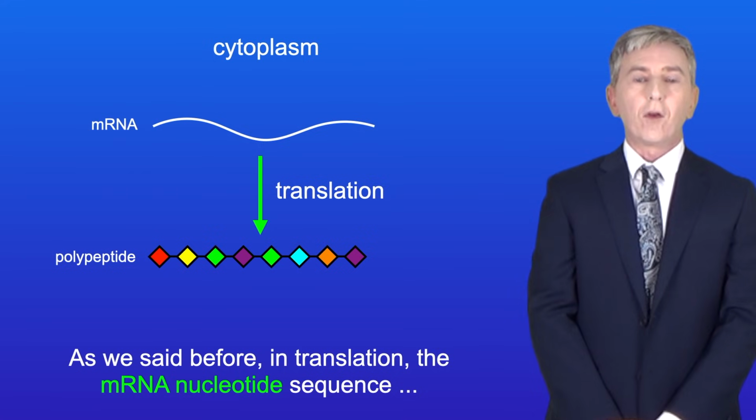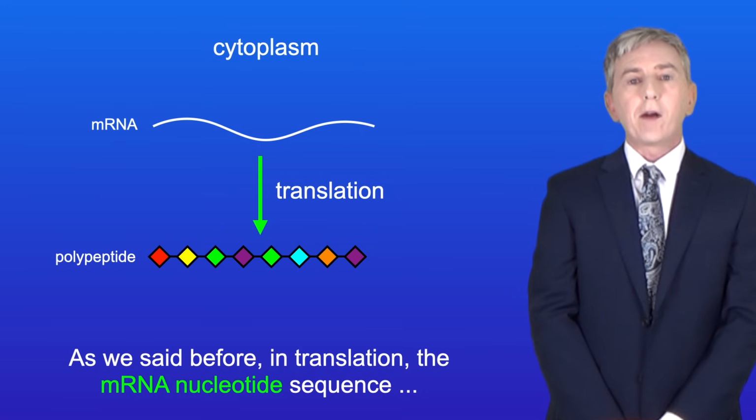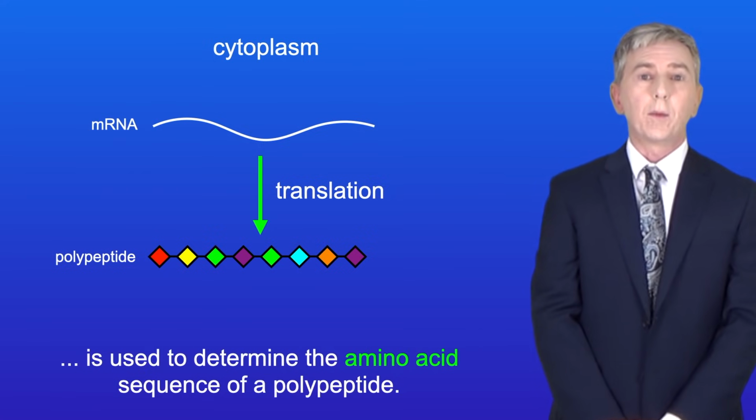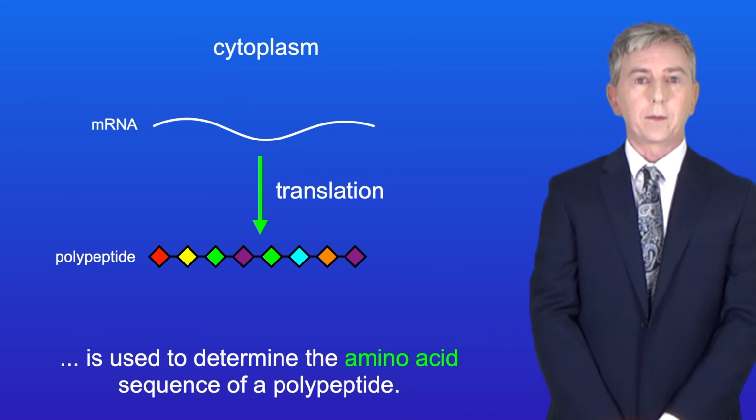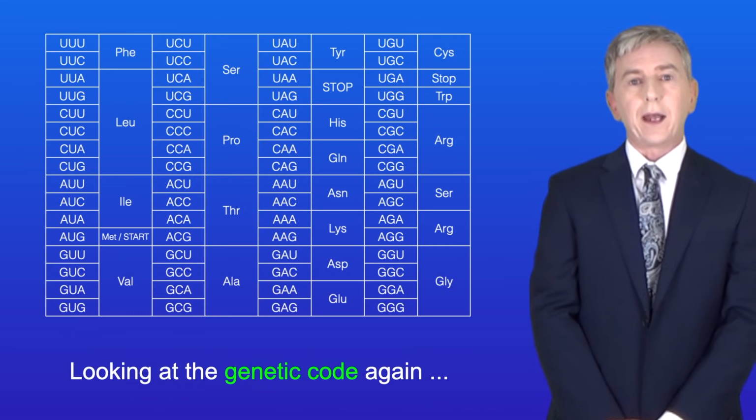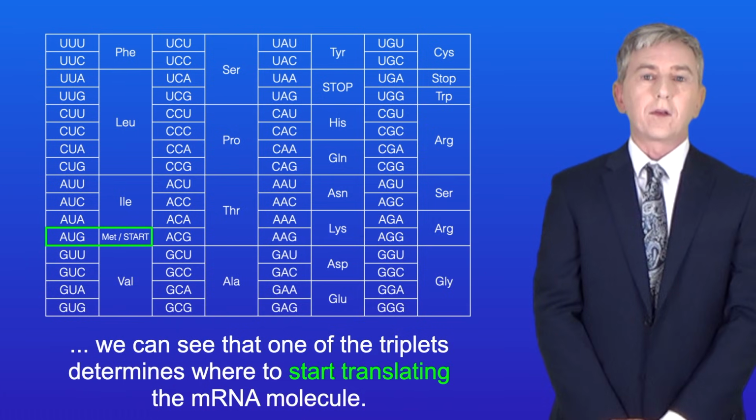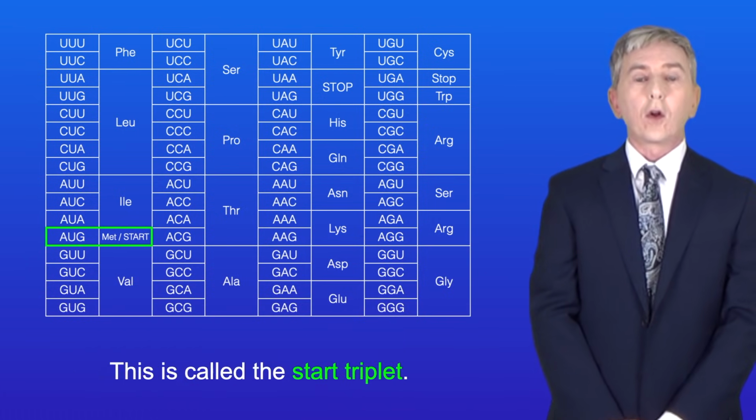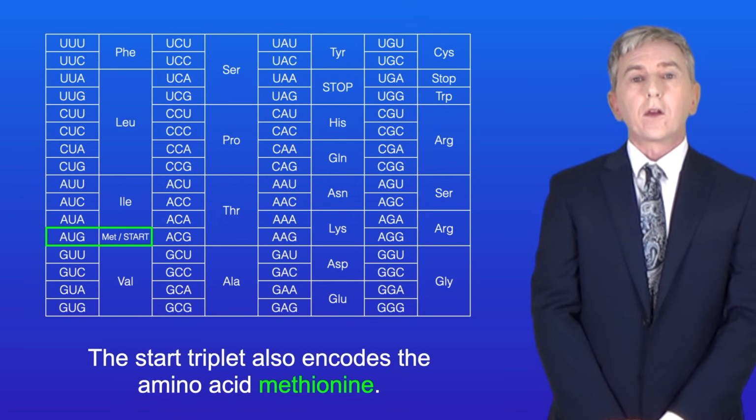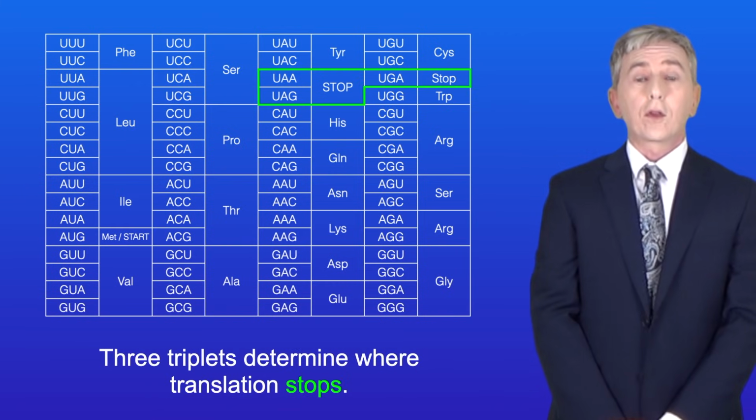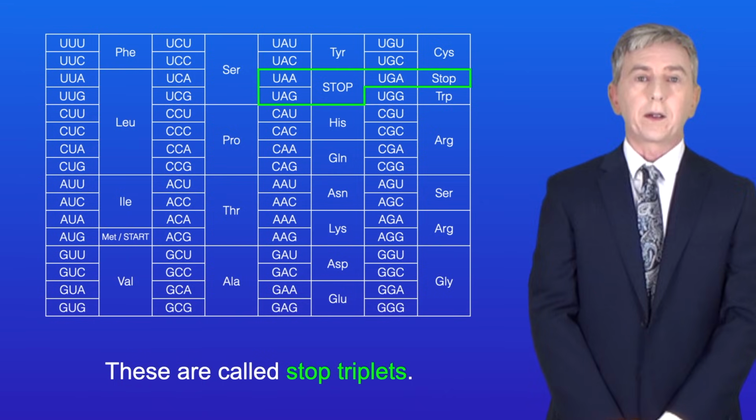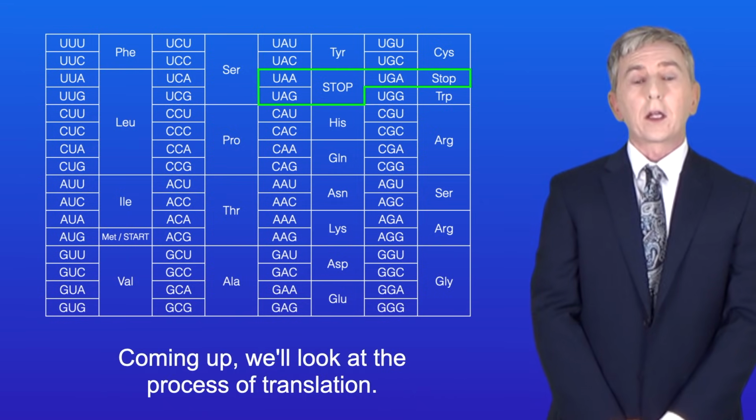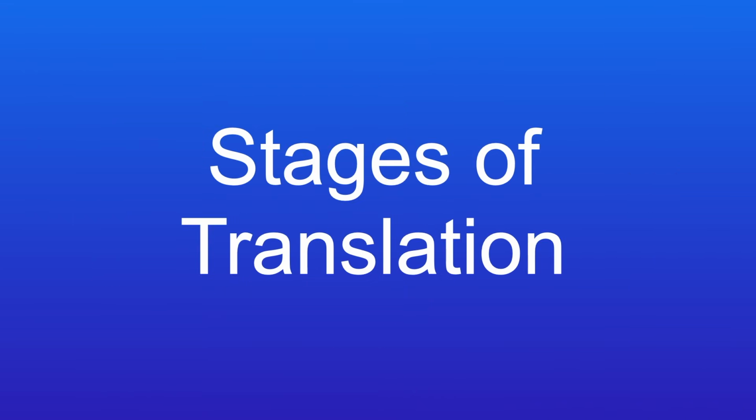Okay, now as we said before, in translation, the mRNA nucleotide sequence is used to determine the amino acid sequence of a polypeptide. Looking at the genetic code again, we can see that one of the triplets determines where to start translating the mRNA molecule. This is called the start triplet. The start triplet also encodes the amino acid methionine. 3 triplets determine where translation stops, and these are called stop triplets. Coming up, we look at the process of translation.